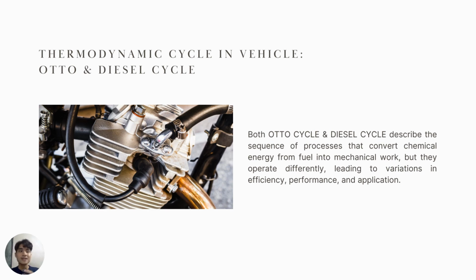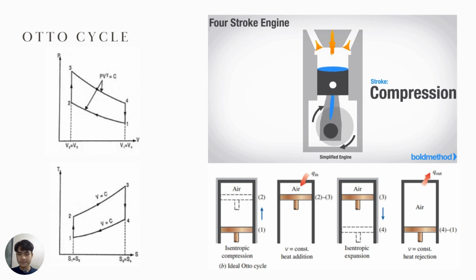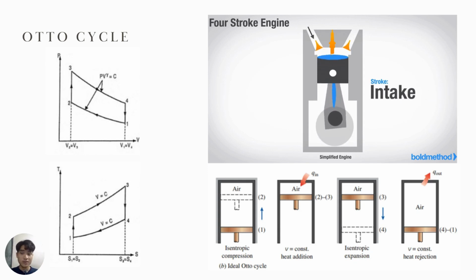But here, we will learn deeper on the details and the differences that Otto and diesel cycle carry. So, let us begin with Otto cycle. For Otto cycle, we have two types of graphs: one is PV, which is pressure and volume, and another one is TS, which is temperature and entropy.